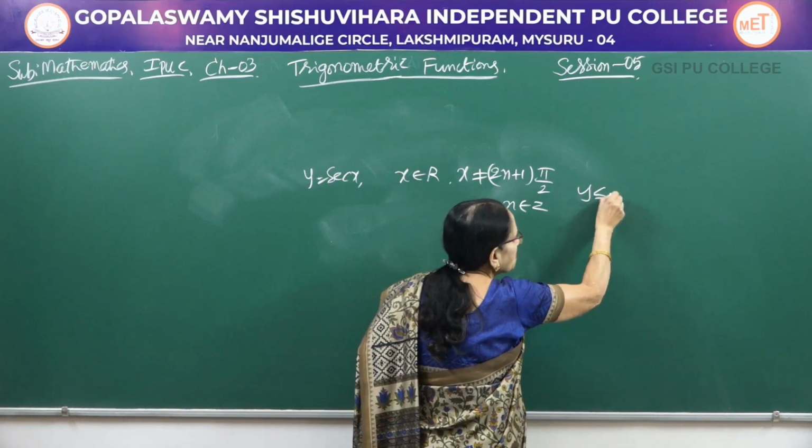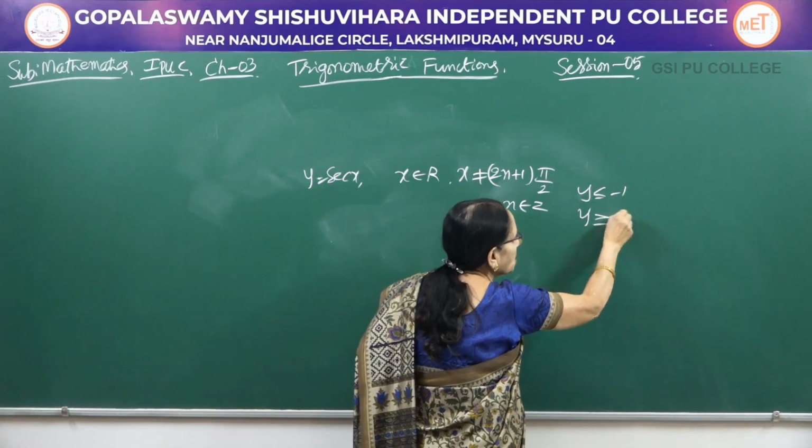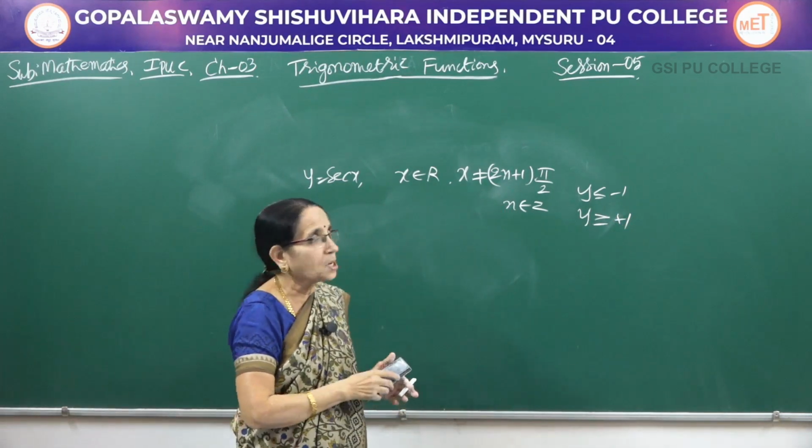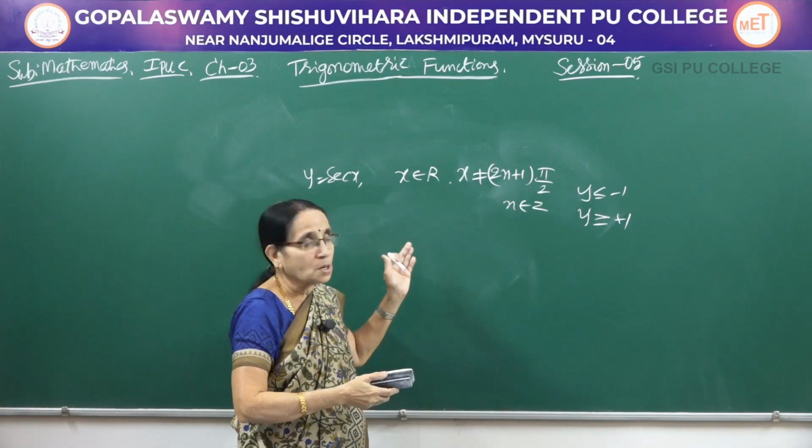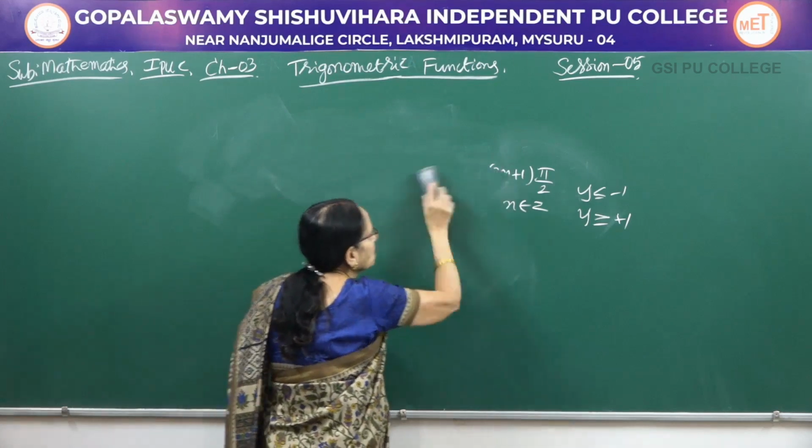Either it would be less than or equal to minus 1, or it would be greater than or equal to plus 1, because the values of cos x lie between minus 1 and plus 1.